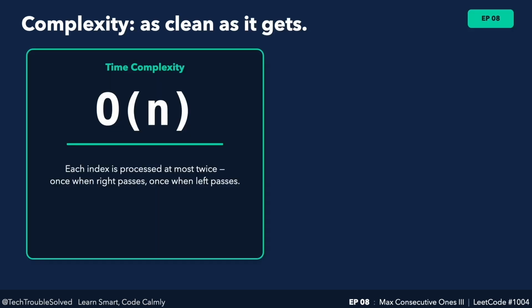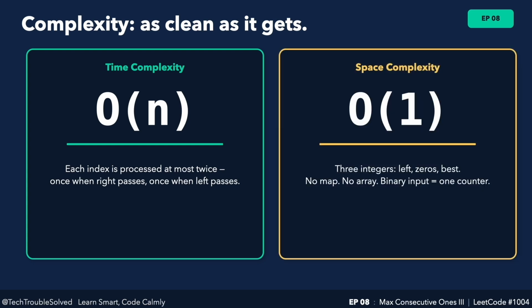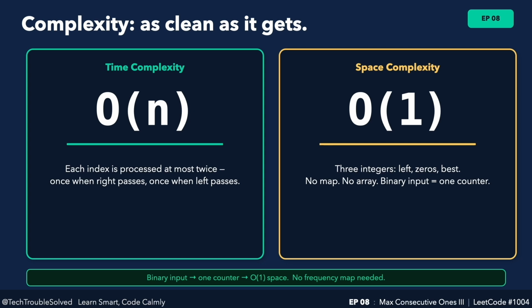Time complexity is O of n. Every index is processed at most twice. Once when right adds it and once when left removes it. No rescanning. Space complexity is O of 1. 3 integers: left, zeros and best. That's the whole state. Simpler constraint, simpler tracking. The complexity just reflects that.